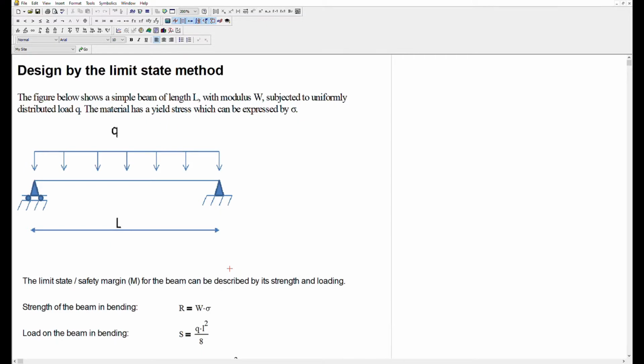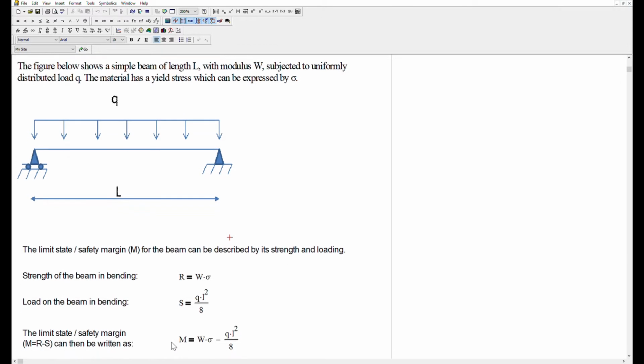Okay, so this is the first example of a series of examples with different methods where we look at one simple beam exposed to uniformly distributed load Q. As you know, the strength of this beam can be described as the section modulus times the yield strength, and the load on such a beam is QL squared divided by 8. That means that the limit state or safety margin can be written in the form of resistance minus load, which would then be like this.